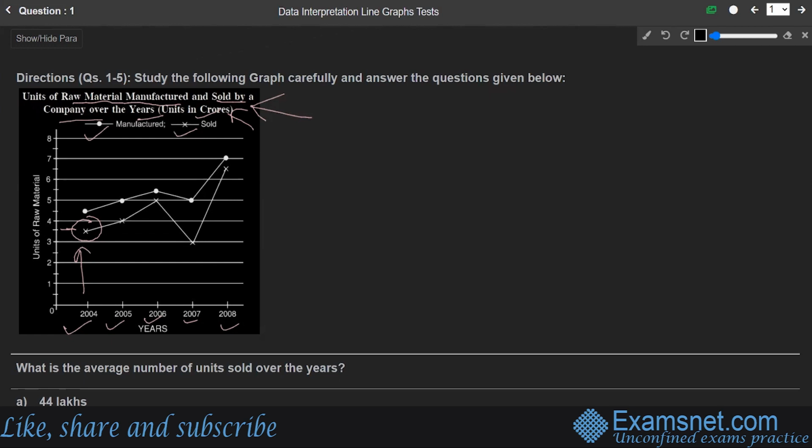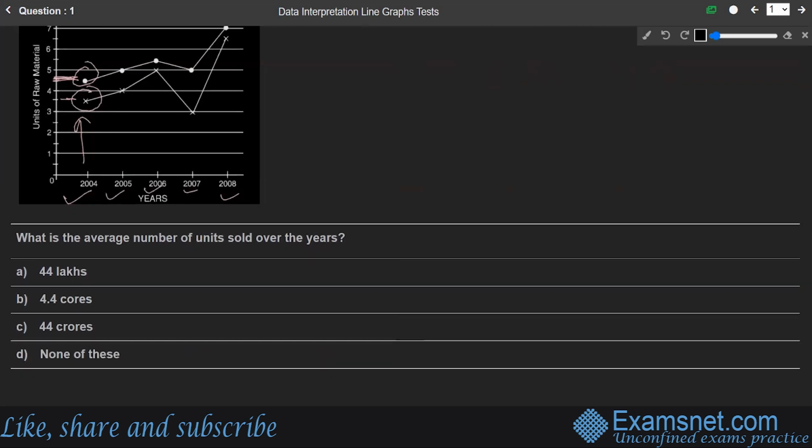Similarly, for 2004, if you want to understand the manufactured raw material, the value is between 4 and 5. So we can take it as 4.5. So the value will be 4.5 crores, and so on. So this is how we are supposed to read the data and solve the questions given. So let's see the first question. The first question is, what is the average number of units sold over the years?